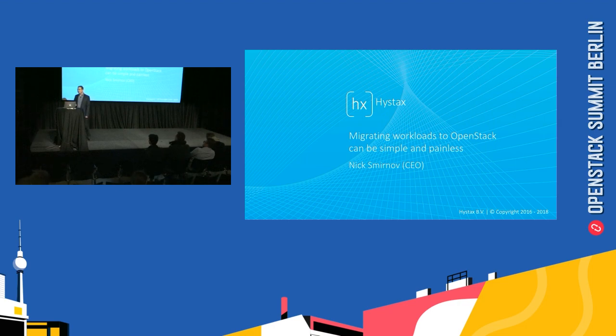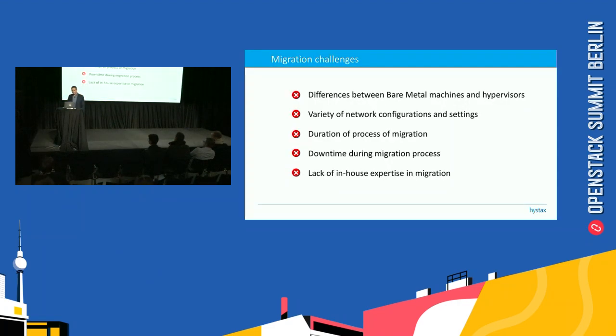But before we start talking about how to do it in a simple and painless way, let's first identify the challenges we have when we do migration to OpenStack. If you take a look at this slide, there are a couple of different pain points you may encounter on your way to OpenStack. Let's imagine the case. You have VMware, or bare metal, or Amazon, let's say 50 machines or something like that, and you would like to migrate to OpenStack.